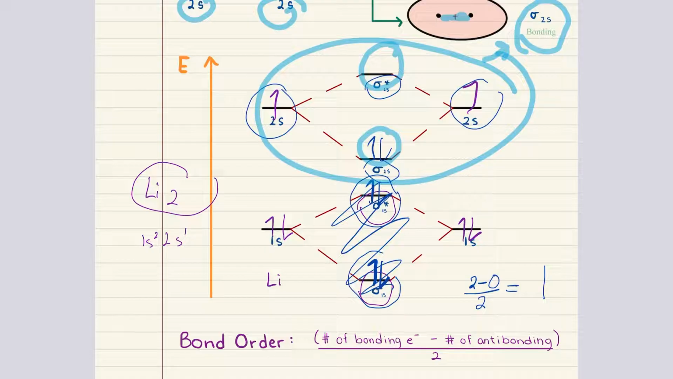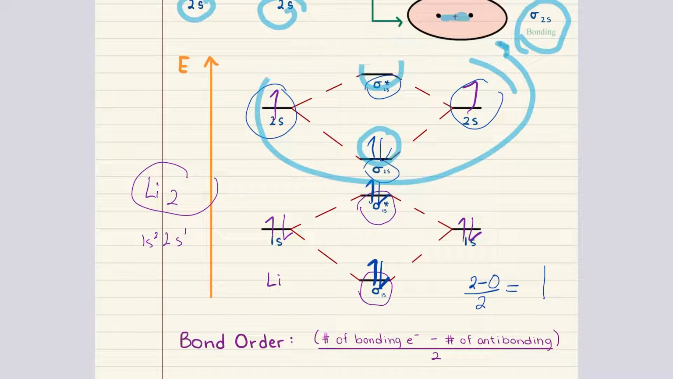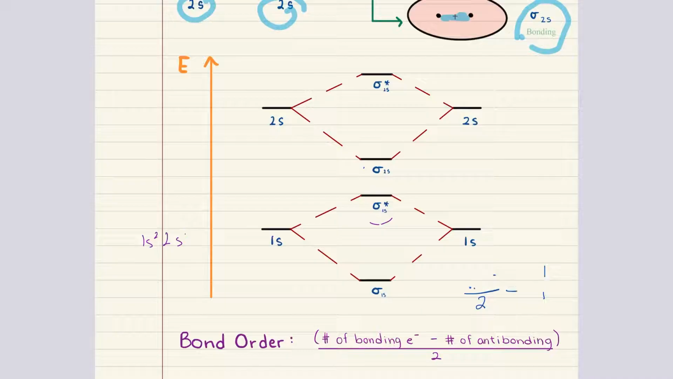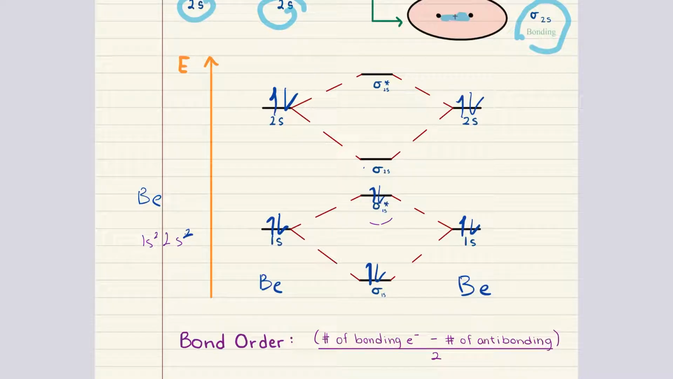Now let's do the same process for diatomic beryllium. A beryllium atom has an electron configuration of 1s2, 2s2. So when we have 2 beryllium atoms, that means we're going to have a total of 8 electrons to distribute. We'll first look at our 1s orbitals. We place 2 electrons in the sigma 1s bonding orbital, and then we'll place the other 2 electrons in the sigma star 1s anti-bonding orbital. With that, we've accounted for the 4 electrons in the 1s orbitals.